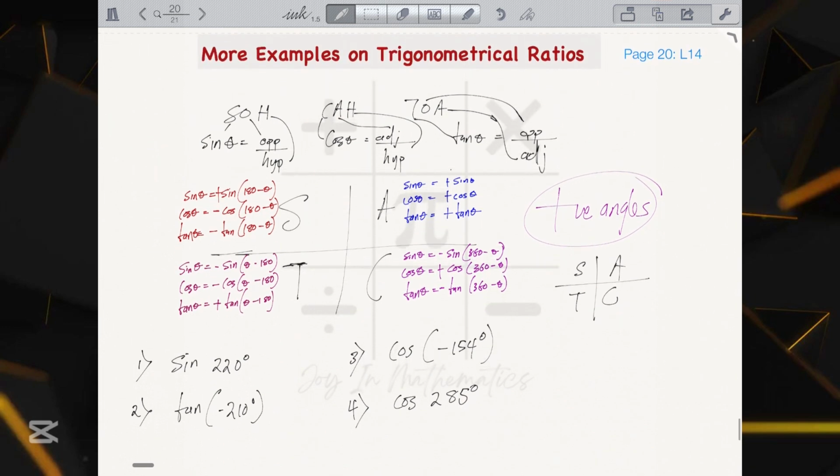Now we have these questions to solve. We're asked to evaluate sine 220 degrees, tan minus 210 degrees, cosine minus 154 degrees, and cosine 285 degrees. You can pause the video now and give it a try. Okay, let's begin.